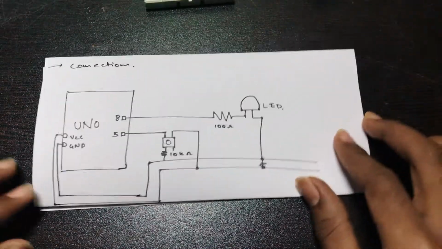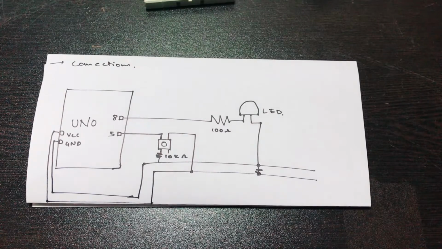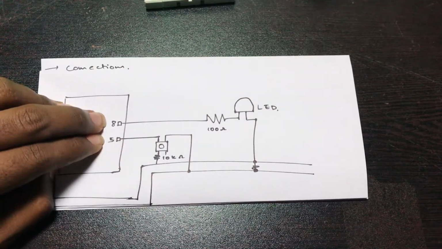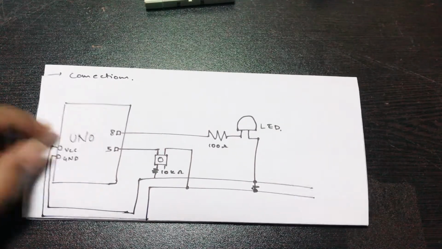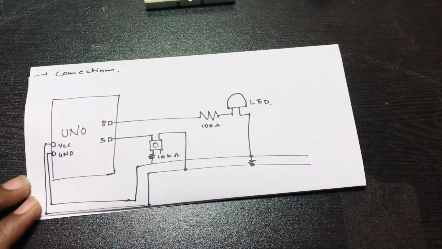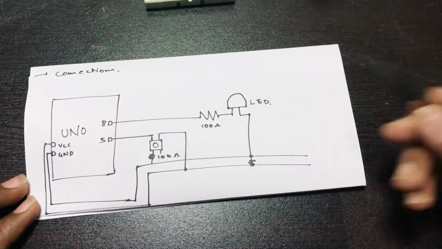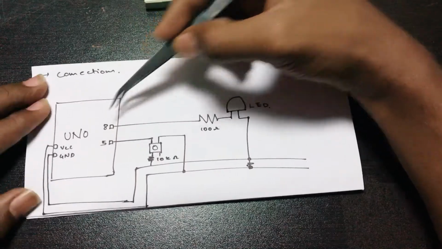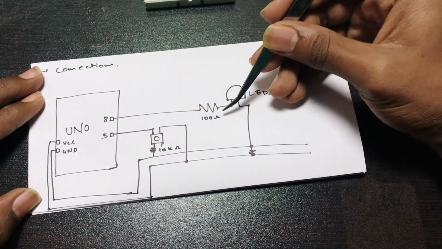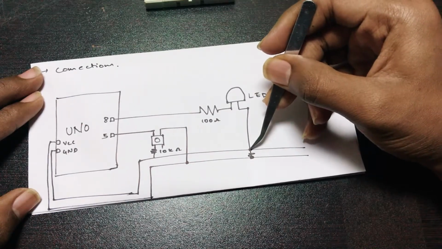So connections are something like this. I have used two digital pins from the Uno, that is pin number 8 and pin number 5, and there are two pins, VCC and ground. You can see these are the VCC and ground here, and pin number 8 is connected to the LED with the help of a resistor. I'm using a 100 ohm resistor here, and it is then connected to ground.